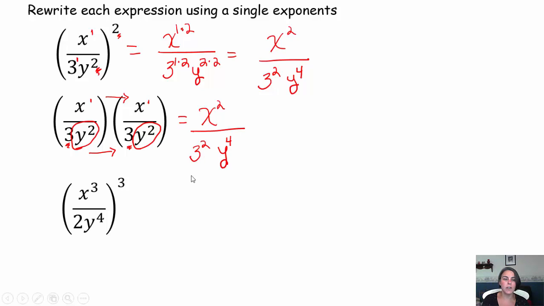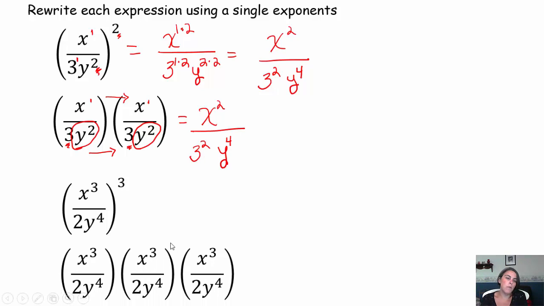So hopefully you tried the second one again. You could choose to multiply x to the third over 2y to the 4th by itself 3 times, and then simplify from there. In the numerator, straight across the top, 3 factors of x, 3 more factors of x, 3 more factors of x. We now have 9 factors of x. 2 to the first times 2 to the first times 2 to the first, that's 2 to the third. 4 factors of y, 4 more factors of y, 4 more factors of y, that's y to the 12th. 4 plus 4 is 8, plus 4 more is 12.